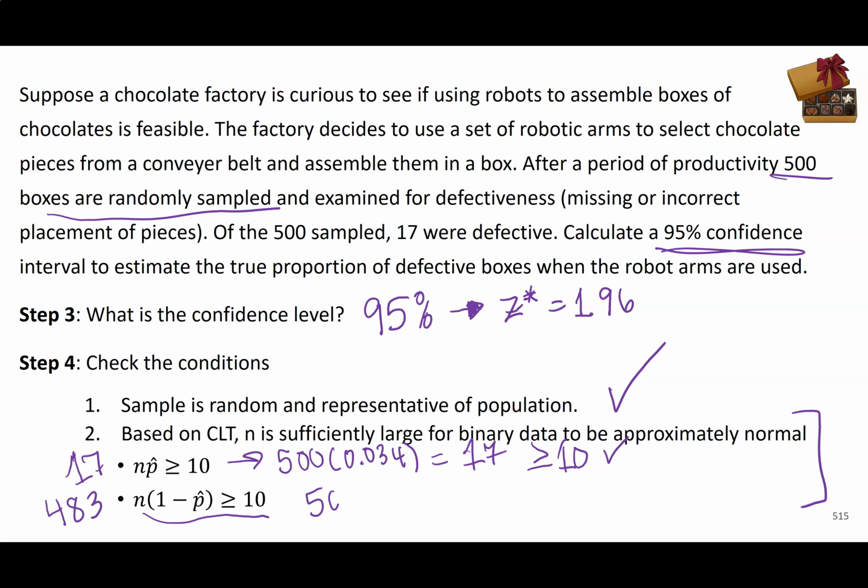But if you want to plug it in, 1 minus 0.034 is 0.966. And you would get 483. And that's higher than 10. So you're good.